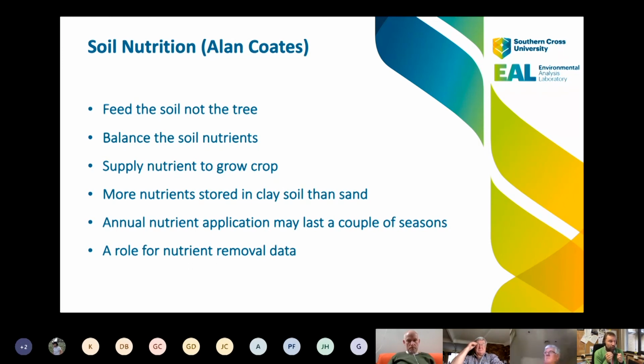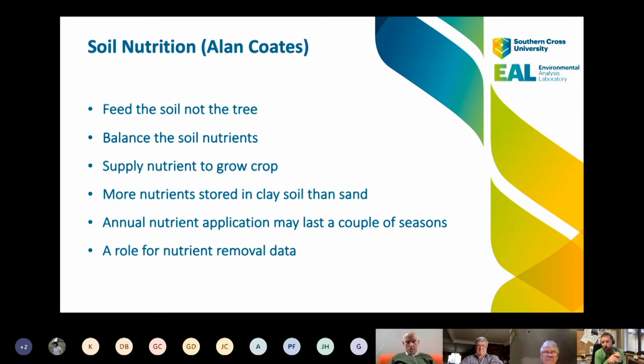You supply nutrients to grow crop. More nutrients stored in clay, soil and sand, so related to those guidelines. If you try to put too much nutrients in a sand type soil, it just does not have enough cation exchange to hold on to it. So it just leaches away, you're wasting your money. Annual nutrient applications may last a couple of seasons, and really a lot of your biological fertilisers, your rock phosphates and all that will stay in your soil for a long time. And your organic matter binds up a lot of nutrients as well.